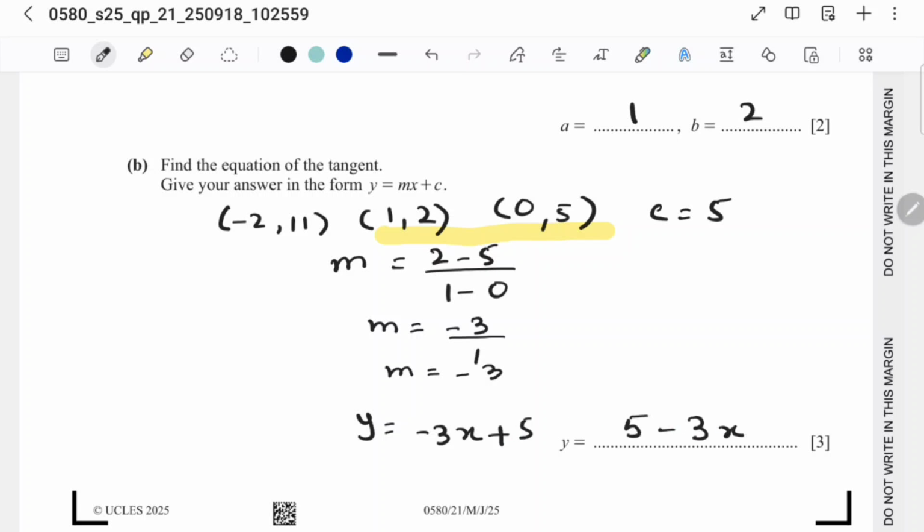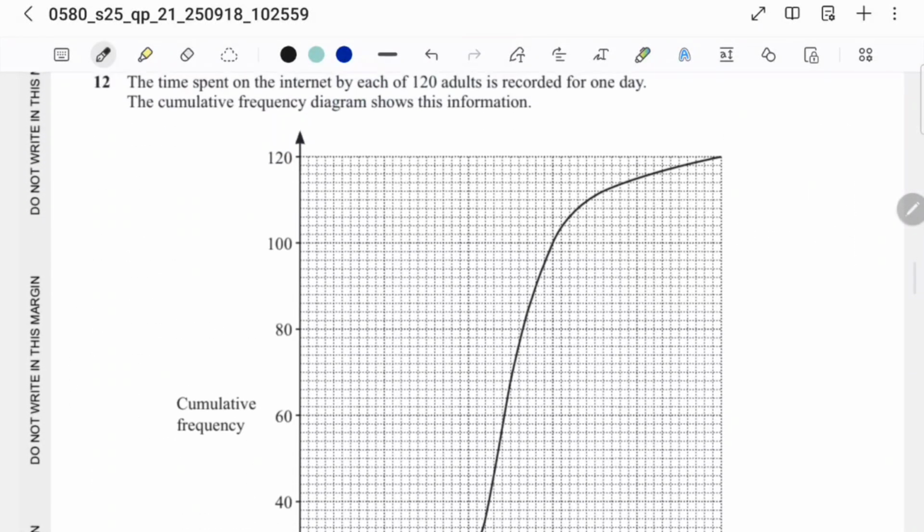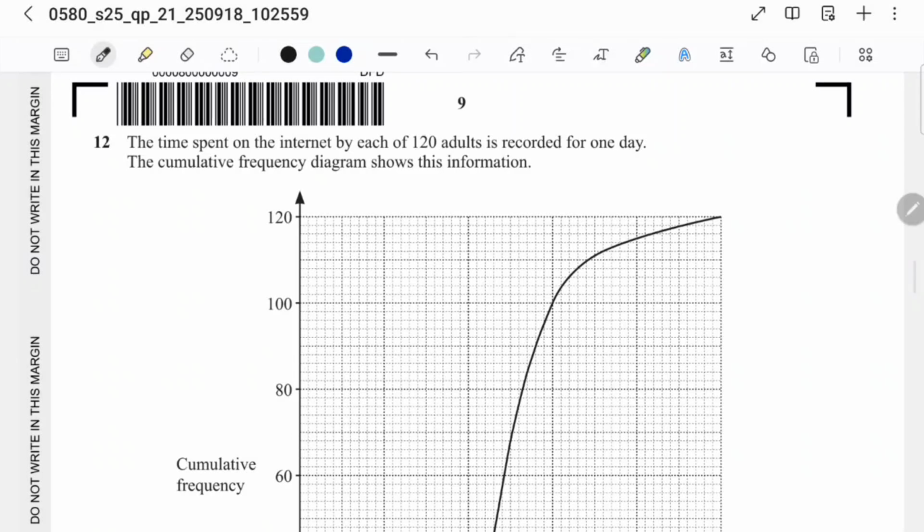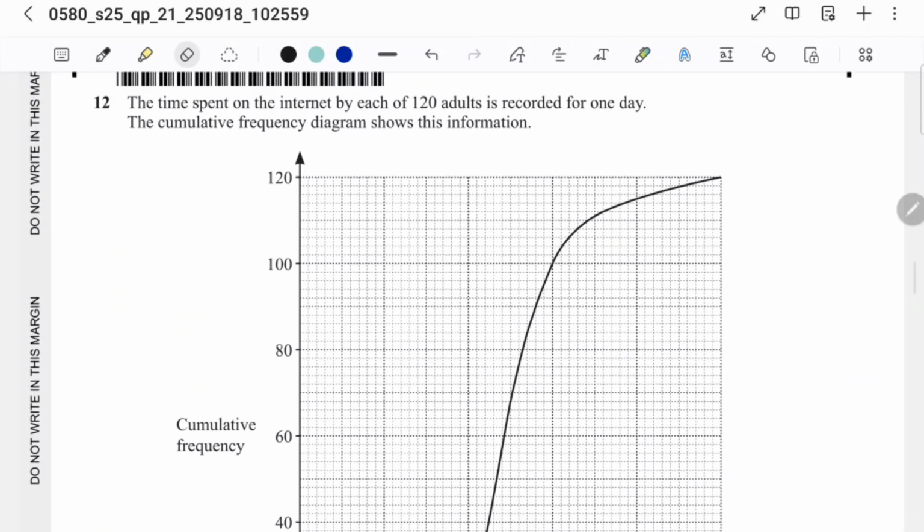You can write that down, or you can take these two coordinates, minus 2, 11 and 1, 2, properly use the formula, get the value of c, and find your answer. Okay, so you'll be getting the same one. All right, so question number 12 now. Now look at the next part, question number 12.